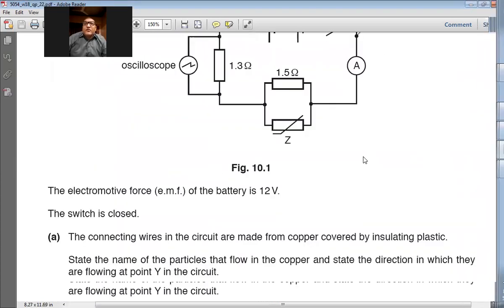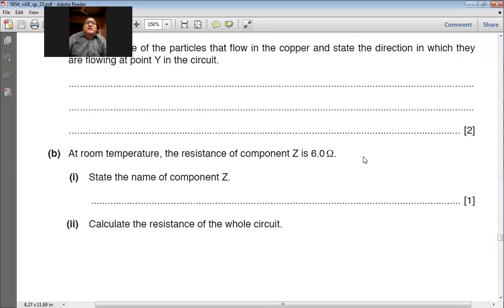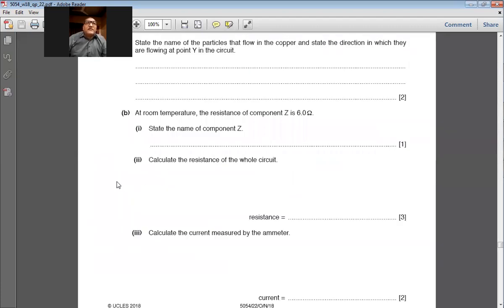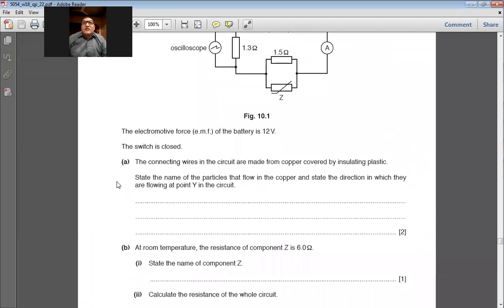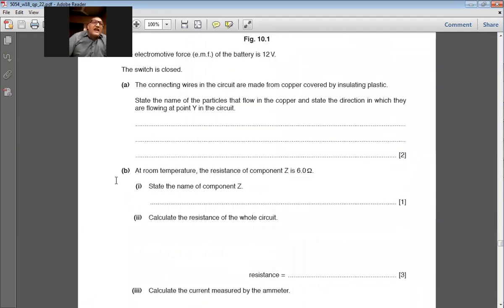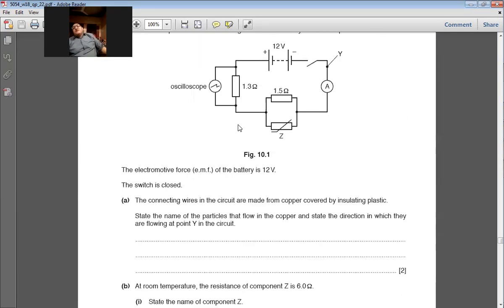Okay, so let's check what the next question is. Let me reduce the size. The next question is, he says, at the room temperature, the resistance of the component Z is 6.0 ohm. State the name of the component Z. This component Z, he's talking about this. Don't forget this symbol. This is the symbol for thermistor.